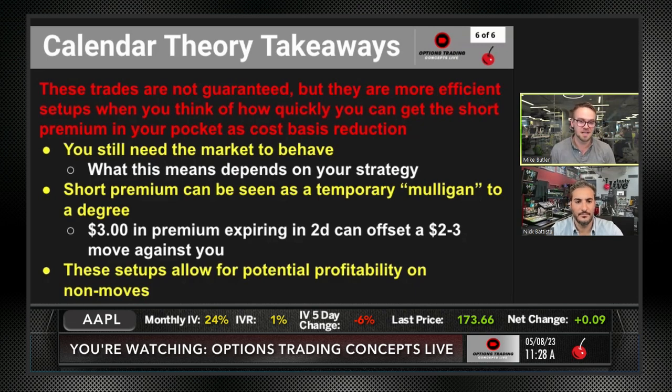And we like to say short premium can be seen as sort of a temporary mulligan to a degree, which means whatever that short premium is that we're collecting for sure by Friday, if we're selling a weekly cycle, in this example, if I'm collecting $3 with 2 days to go, that $3 can offset $2 or $3 against me in terms of a move against me. So if I do a call diagonal spread and I have $3 in short premium, if the stock drops $2 or $3, maybe I'm a scratch, maybe I'm a small loss, maybe I'm a small winner, but that short premium does help offset small moves against you.